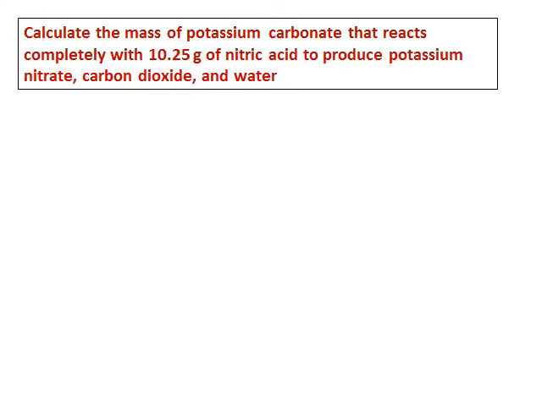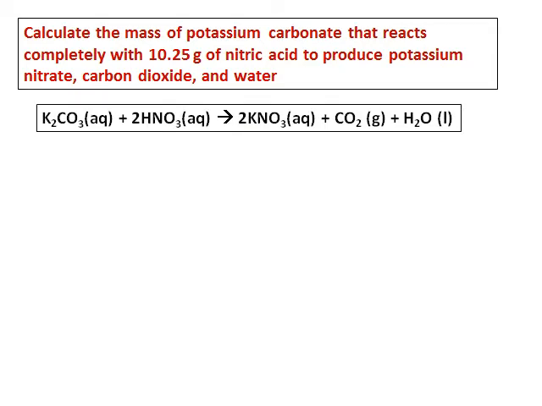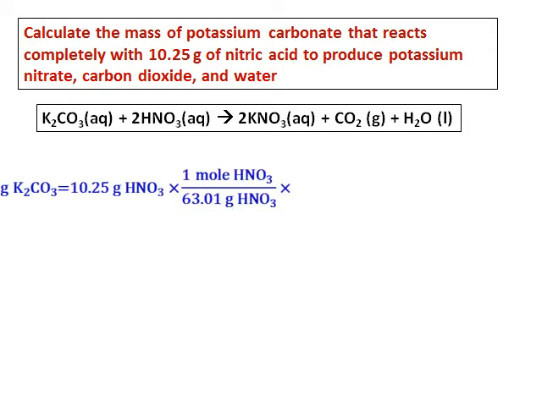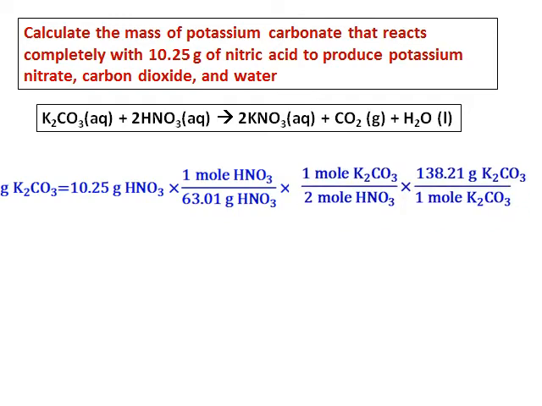Calculate the mass of potassium carbonate that reacts completely with 10.25 grams of nitric acid to produce potassium nitrate, carbon dioxide and water. As always, write down the equation. You should know how to write the formulas of the reactants and the products. We have to find the grams of potassium carbonate. So start with the 10.25 grams of nitric acid, convert that into moles of nitric acid, use the equation to convert that into moles of potassium carbonate, and then the molar mass of potassium carbonate is used to get the grams of potassium carbonate.